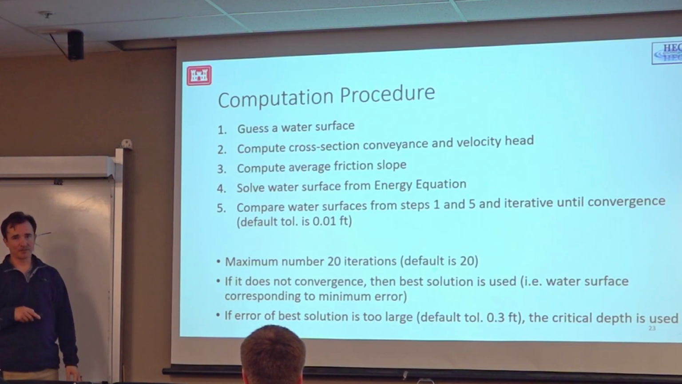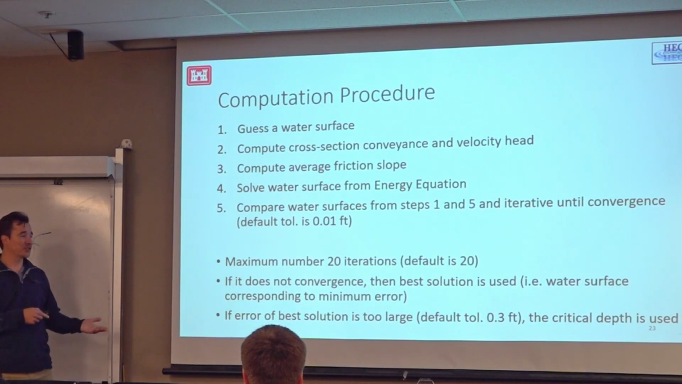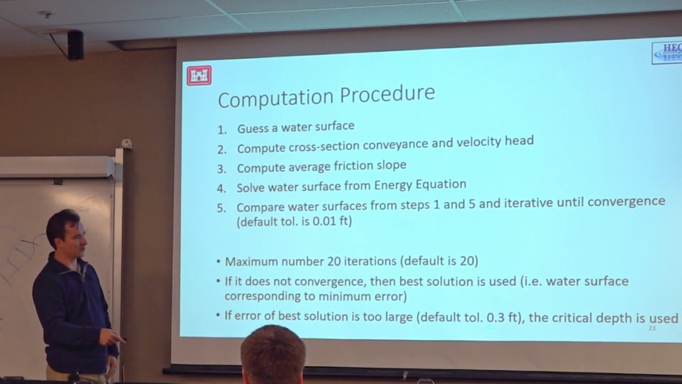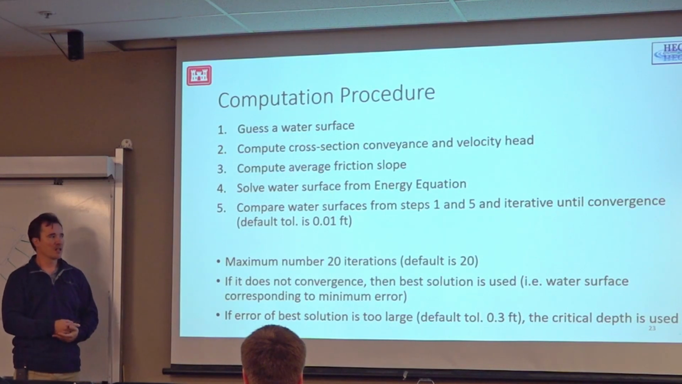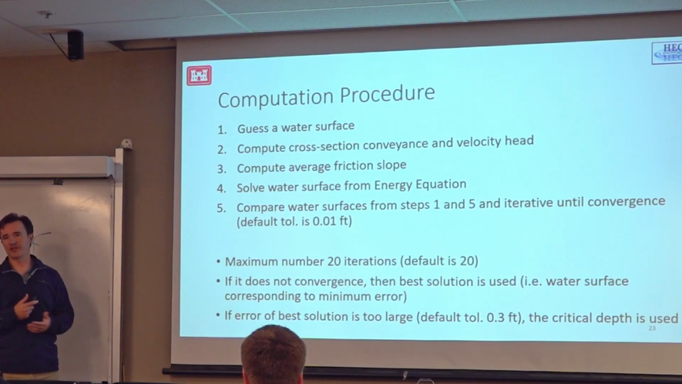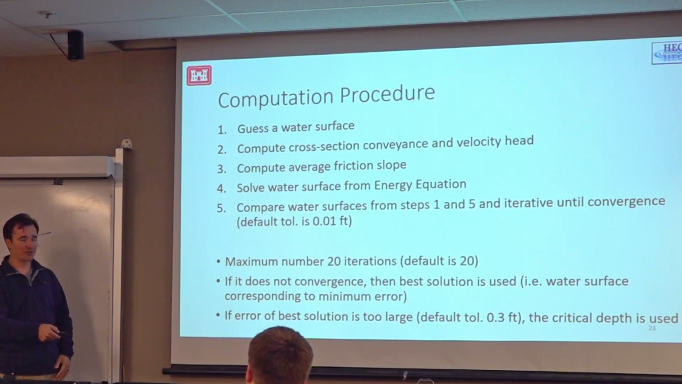If it doesn't converge, then it'll use the best solution during the iteration process. And by best, I mean the one with the lowest error. And then if the error is really too large, larger than a tolerance of like 0.3 feet, then it'll say, okay, I wasn't able to get a reasonable solution. I'm just going to use critical depth.